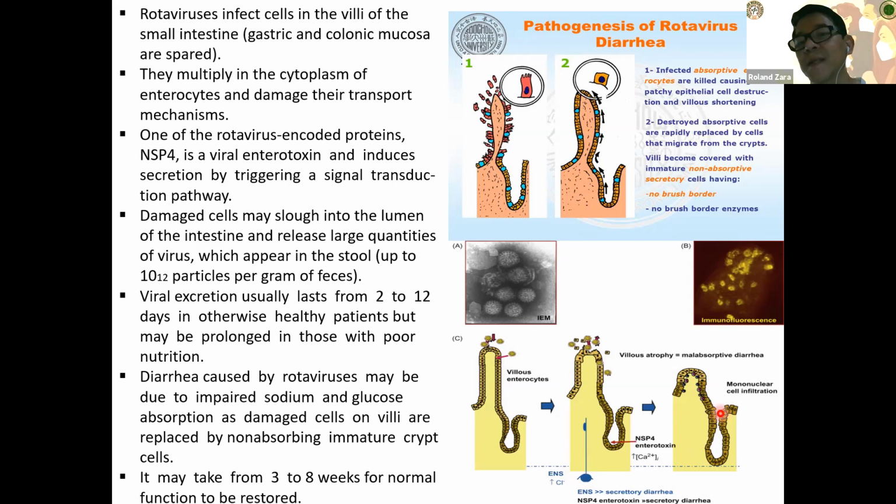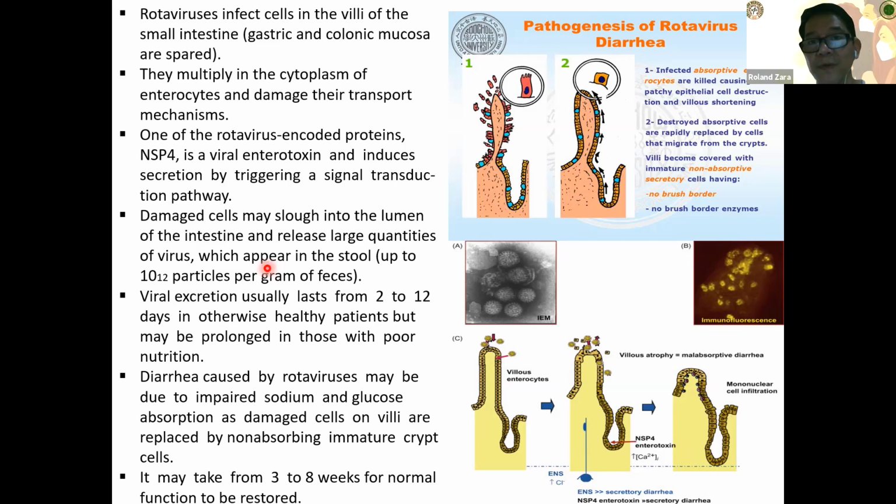Mononuclear cells infiltration. Okay? So here is the summary of the pathogenesis of your rotavirus. So rotavirus infects the villi cells of the small intestine. So they multiply in the cytoplasm of enterocytes and damage the transport mechanism. So once the rotavirus encodes proteins, the NSP4, this is a viral enterotoxin that increases secretion, triggering a signal transduction pathway. So there will be fluid and electrolyte losses. So the damaged cell may slough off into the lumen of the intestine and release large quantities of virus into the lumen of the intestine.